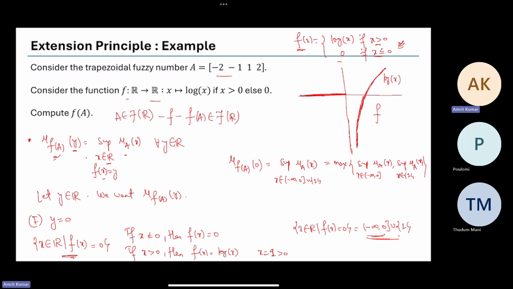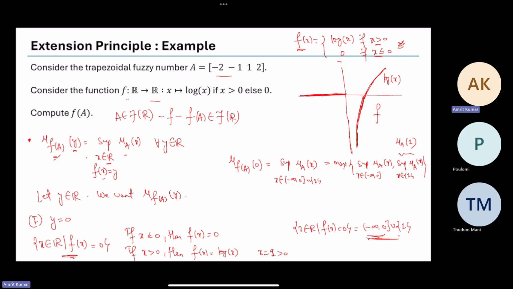Right? So the set over which we are taking supremum is a union of two small sets. So we can break our supremum like this. Now this is basically mu A of 1, right? Because what does this mean? It means supremum of mu A of x where x belongs to singleton 1. So that means it's essentially mu A of 1, right?